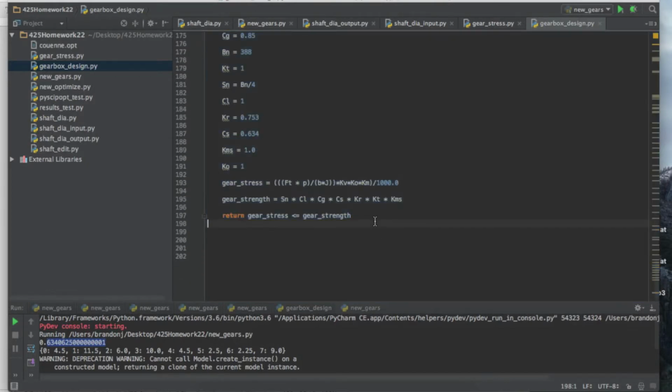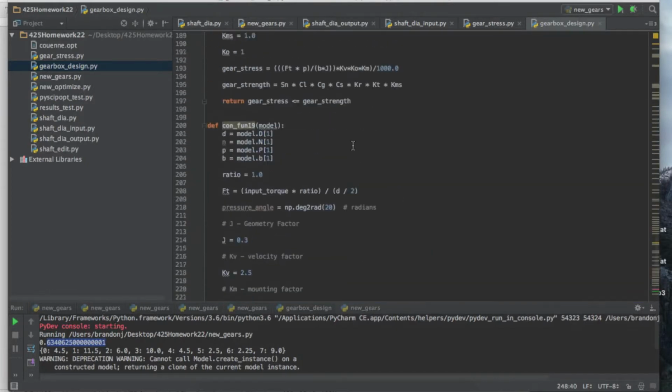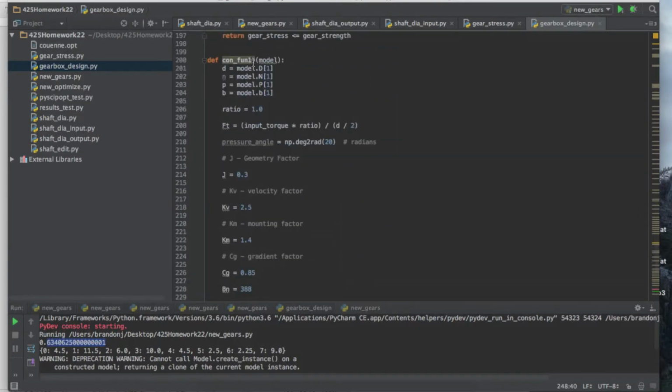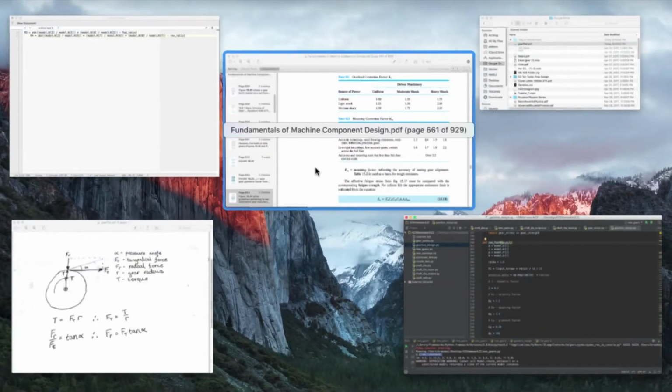And I'll just show you the first 2, and I'll fast forward. You guys can do the rest yourself. So we'll do function 20. Okay, so now this is for gear 2.